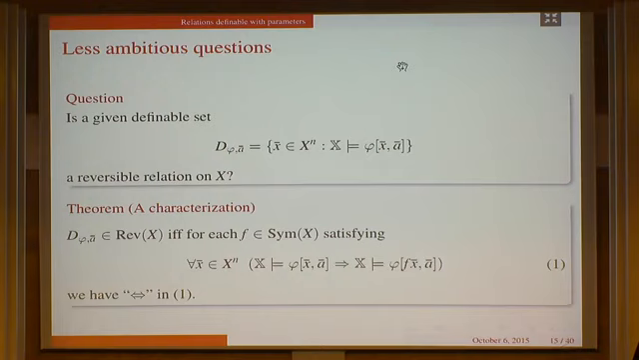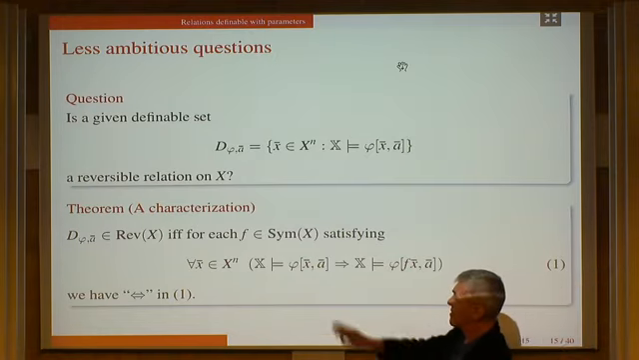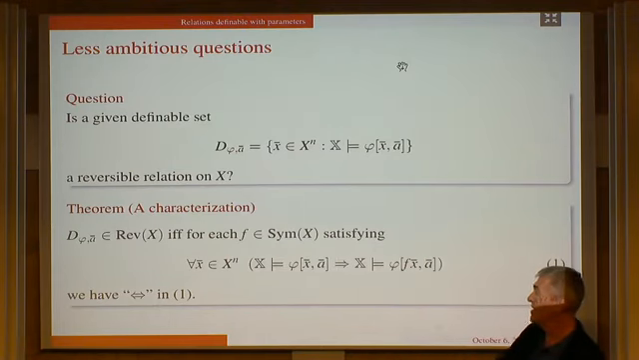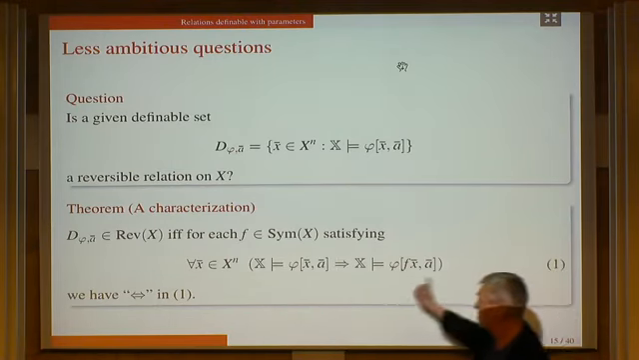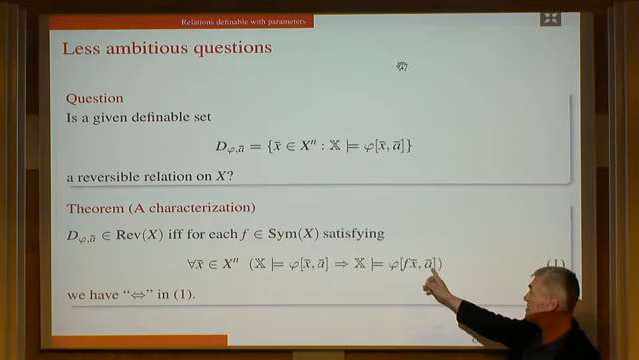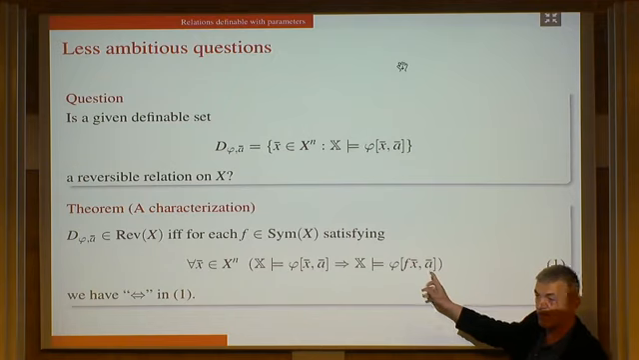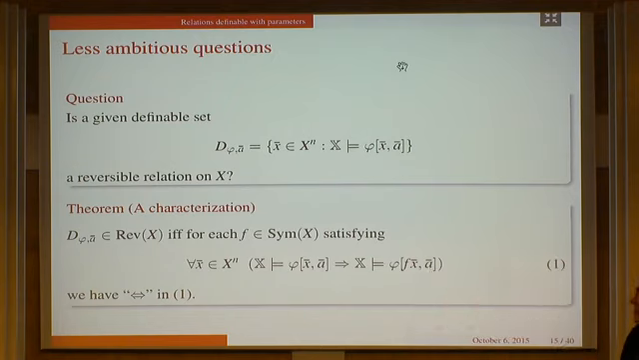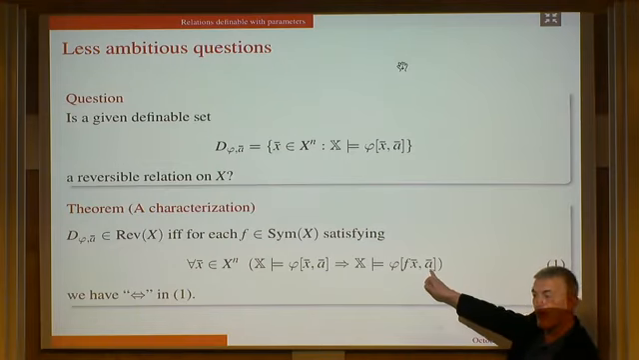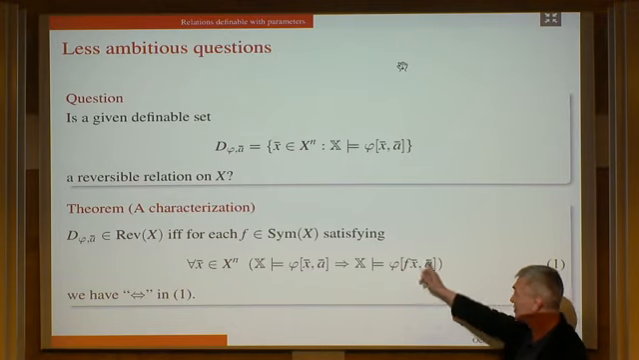D phi A, defined there, is reversible if and only if for each permutation of X which satisfies this condition, which is very similar to preserving phi, but not exactly, because here is A again, not phi of A. This is the difference. Sorry? You said phi of A. F, sorry. Yes. We don't have F here.